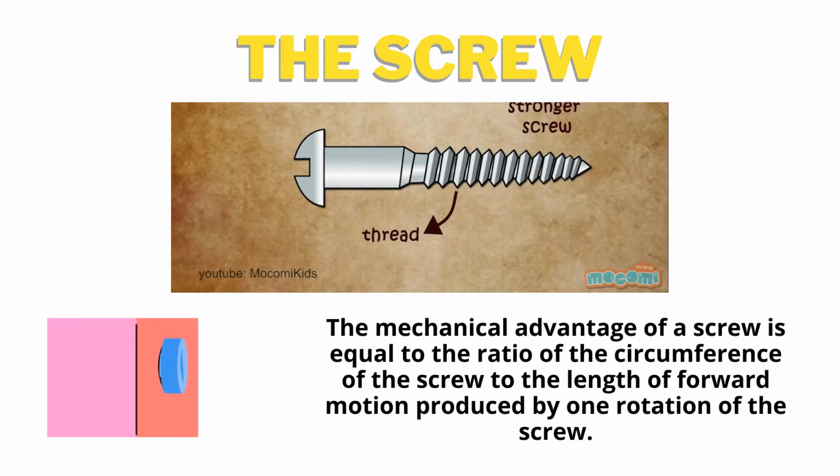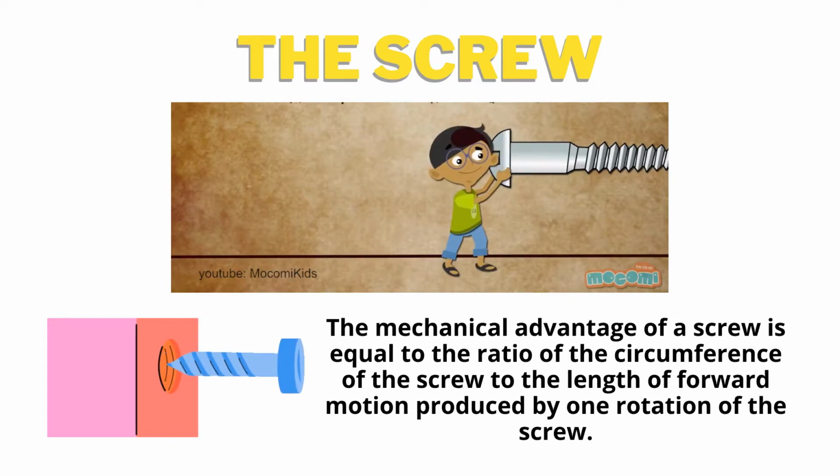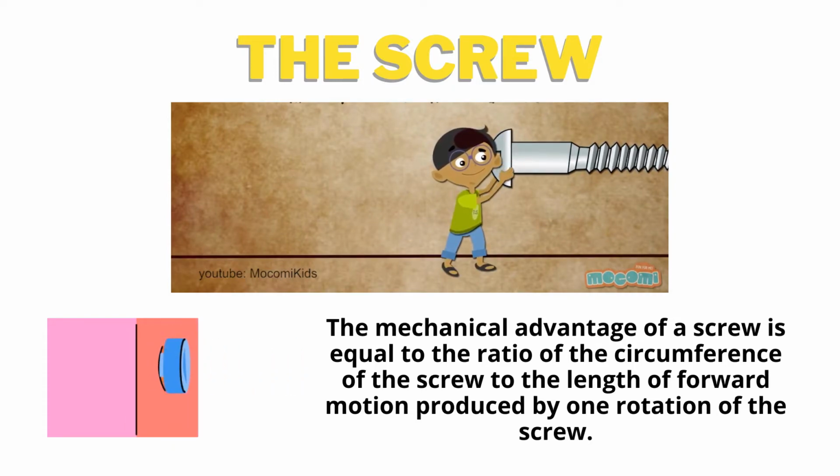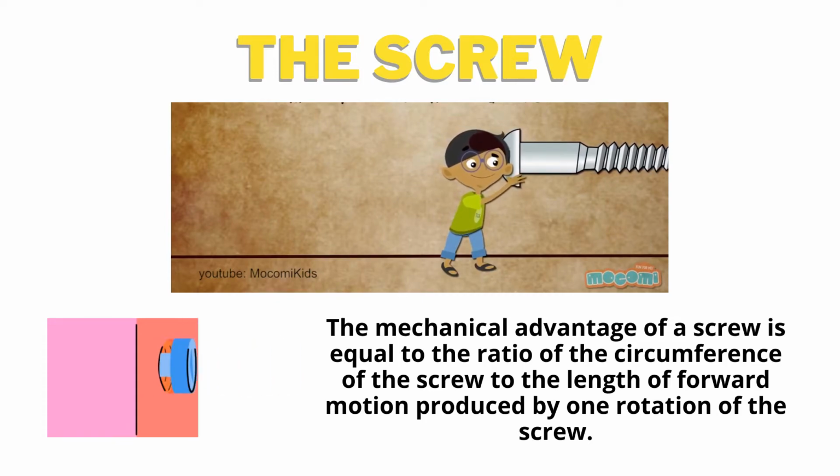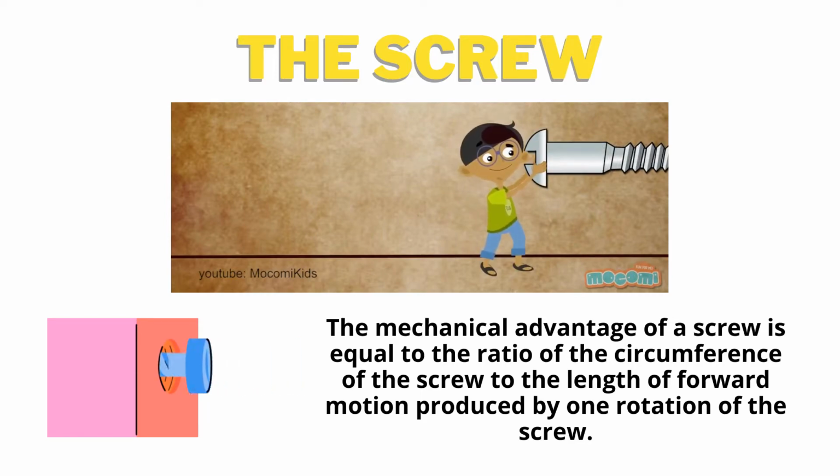The trade-off is that the rotational motion at the input is longer than the linear motion at the output. This means that you need to turn a screw a few times to make it move forward a little. The mechanical advantage of a screw is equal to the ratio of the circumference of the screw to the length of forward motion produced by one rotation of the screw. Thus, the smaller the distance between a screw's threads, the greater is the screw's mechanical advantage.